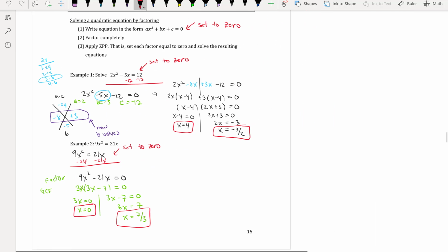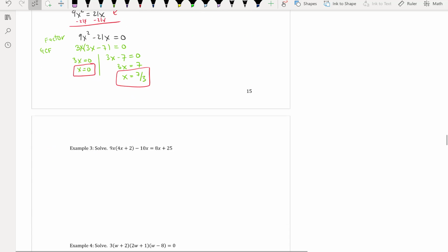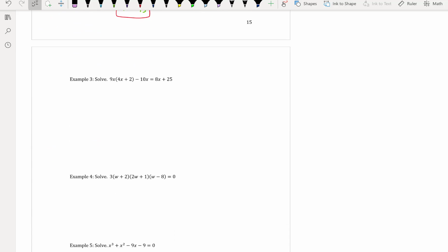So notice that the first step is always to set it equal to 0, factor, and then also apply the zero product principle. Okay, I hope that makes sense. For number 3, again, I'm still trying to solve for this, so I need to set this equal to 0. And I see I have a lot going on. So maybe you might be thinking, hey, I'm going to have to distribute here as well.